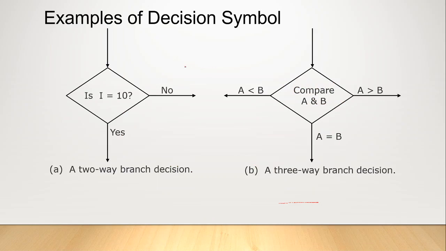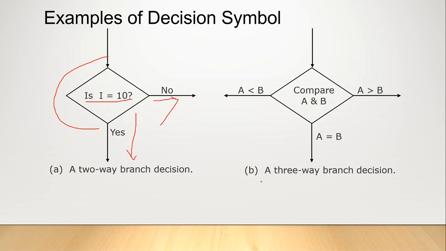Now an example of decision symbols. In this example, we have some flow, and in this decision symbol we have the statement I equal to 10. If this condition is true, then the flow goes in the yes direction. If the condition is false, then the flow goes in the no direction.